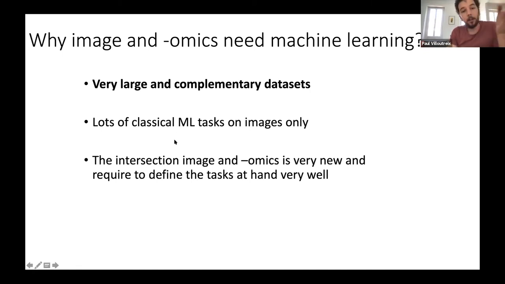For the machine learning community, there are many, many tasks that are only on images that are now coming into microscopy images, like segmentation, classification. In the omics field, lots of the machine learning community revolves around nonlinear dimensionality reduction, manifold learning, how to parameterize the data from single cell RNA sequencing.